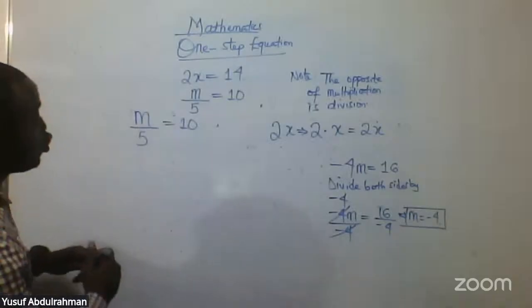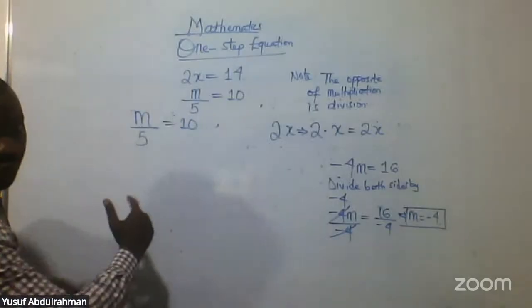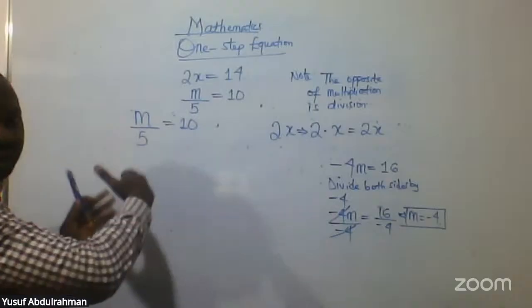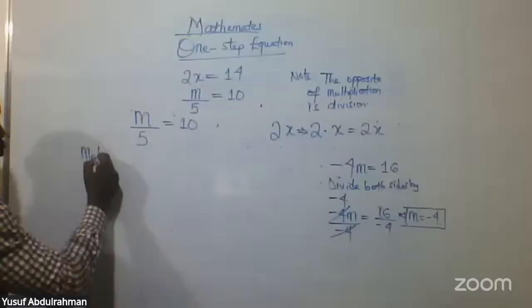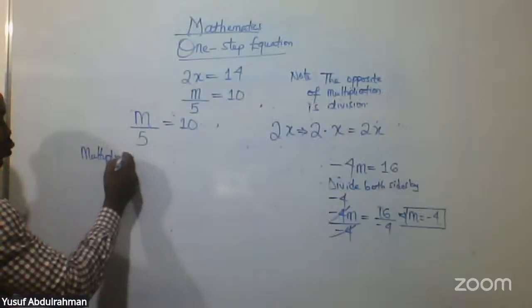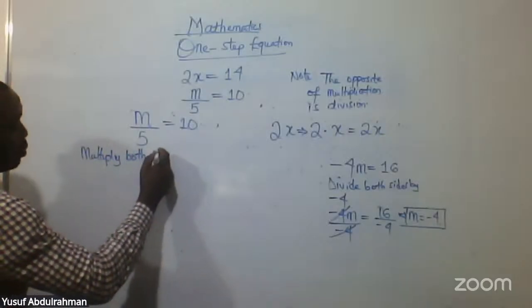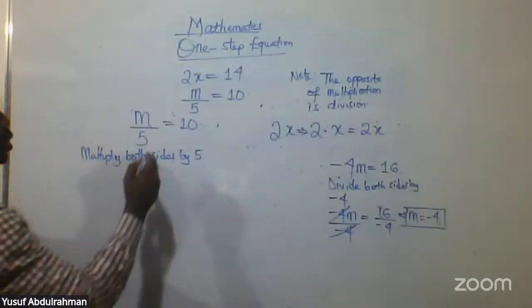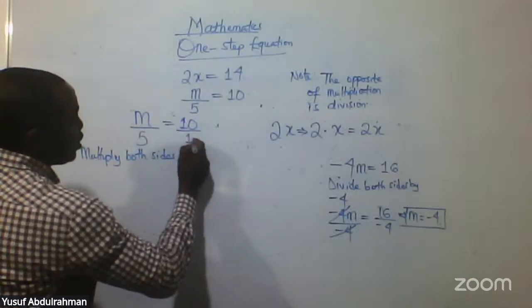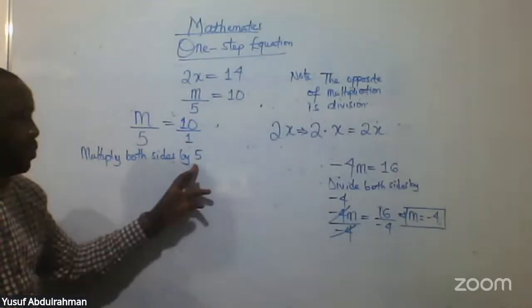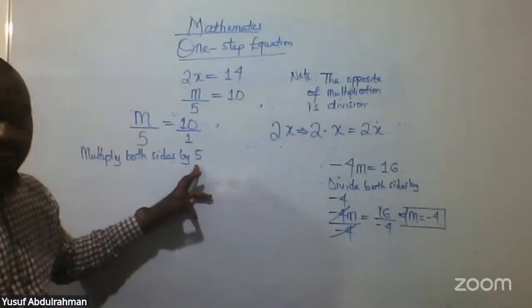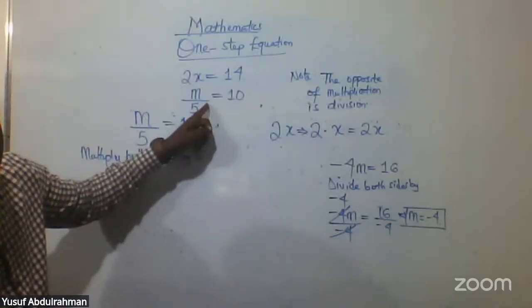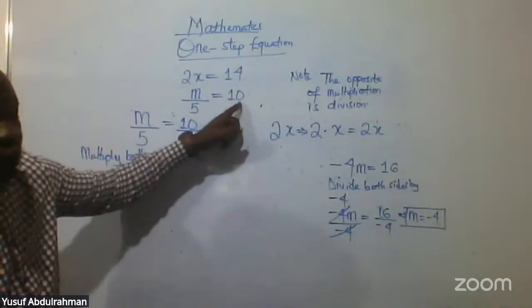To get the value of n in this case, I'm going to multiply the equation, the left-hand side and the right-hand side, by 5. So the step to take is to what? Multiply both sides by 5. Now, this is very important. Why are we multiplying by 5? Listen, the question reads n over 5 equals 10.